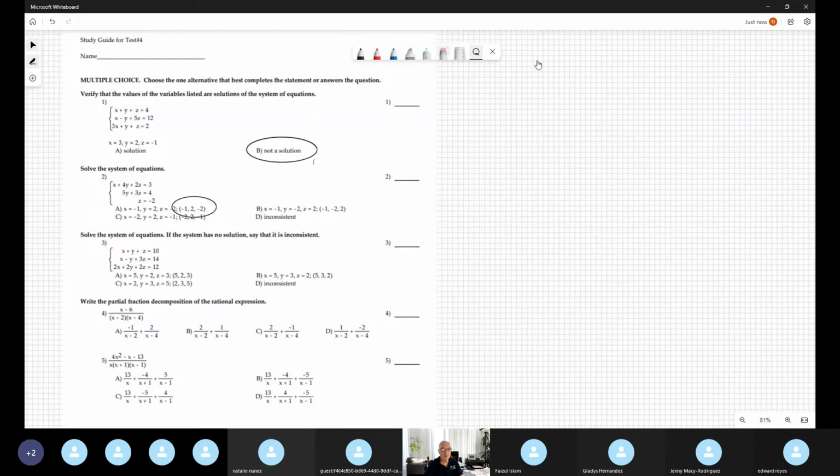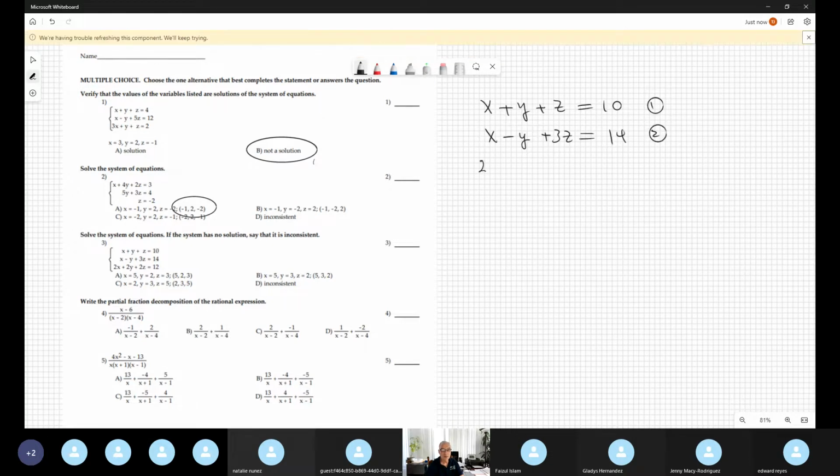Okay, number 3 now. Number 3 is a system: x plus y plus c equals 10, equation 1, and x minus y plus 3c equals 14, equation 2, and 2x plus 2y plus 2c equals 12, equation 3. Okay, we can do it in a different way.